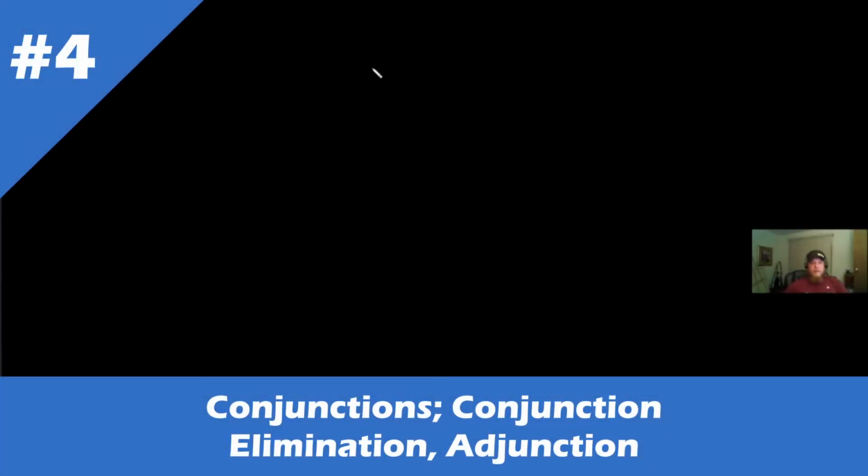In this video, I'm going to go over the notion of conjunctions, that is, and statements, and I'm also going to go over the rules that we can use with conjunctions, namely conjunction elimination, or and out, and also adjunction, that is, and in. The first connective that I want to talk about is the notion of the arrow.